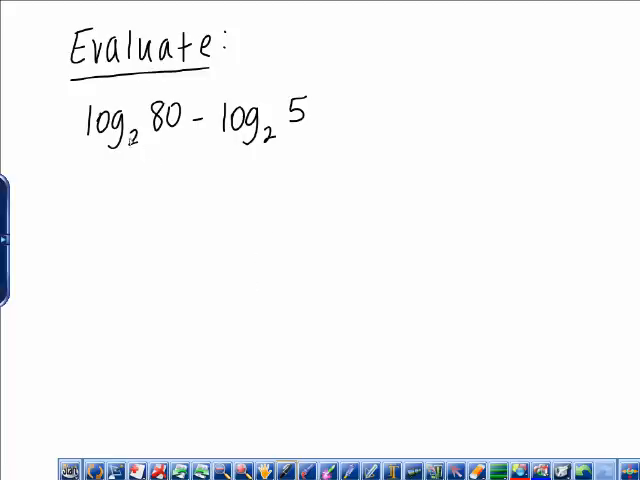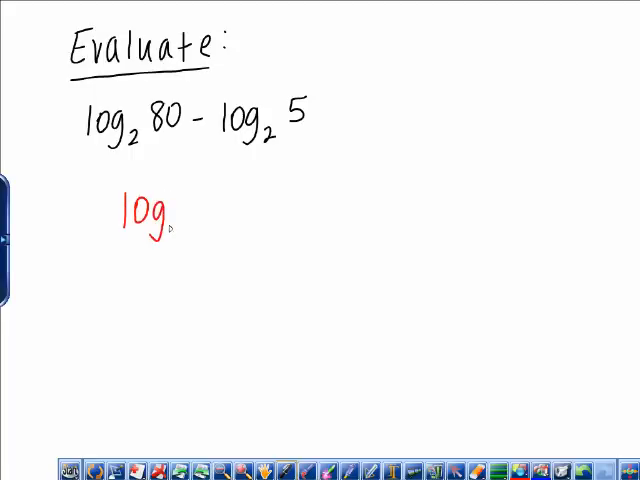Now, using what we learned yesterday, we could evaluate these two things separately and then just subtract those two numbers. But 2 to what power equals 80? I know that 80 is not a power of 2. So the best I could do here is estimate what these two numbers are and then subtract them. My next step would be then to use the calculator. But actually, if you know these log rules, these log properties, you can get an accurate answer without the calculator.